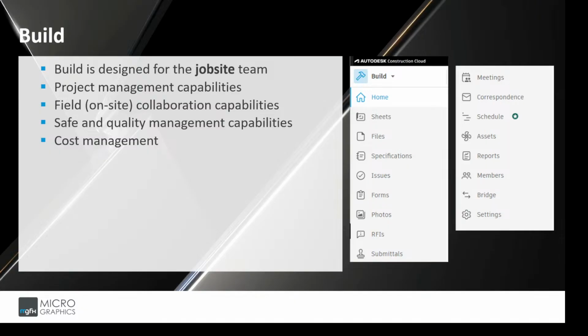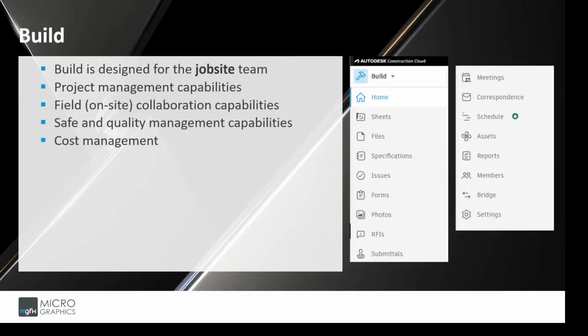When looking at the field collaboration capabilities, the software connects office teams with field teams via a mobile application, the Autodesk Construction Cloud app. This allows field staff to document site conditions, weather, and delivery details and retain photographs in real time. When looking at the safety and quality management capabilities, Build includes specific tools for safety management and quality management. Teams can create checklists, track issues, and document inspections to ensure compliance and reduce risk.